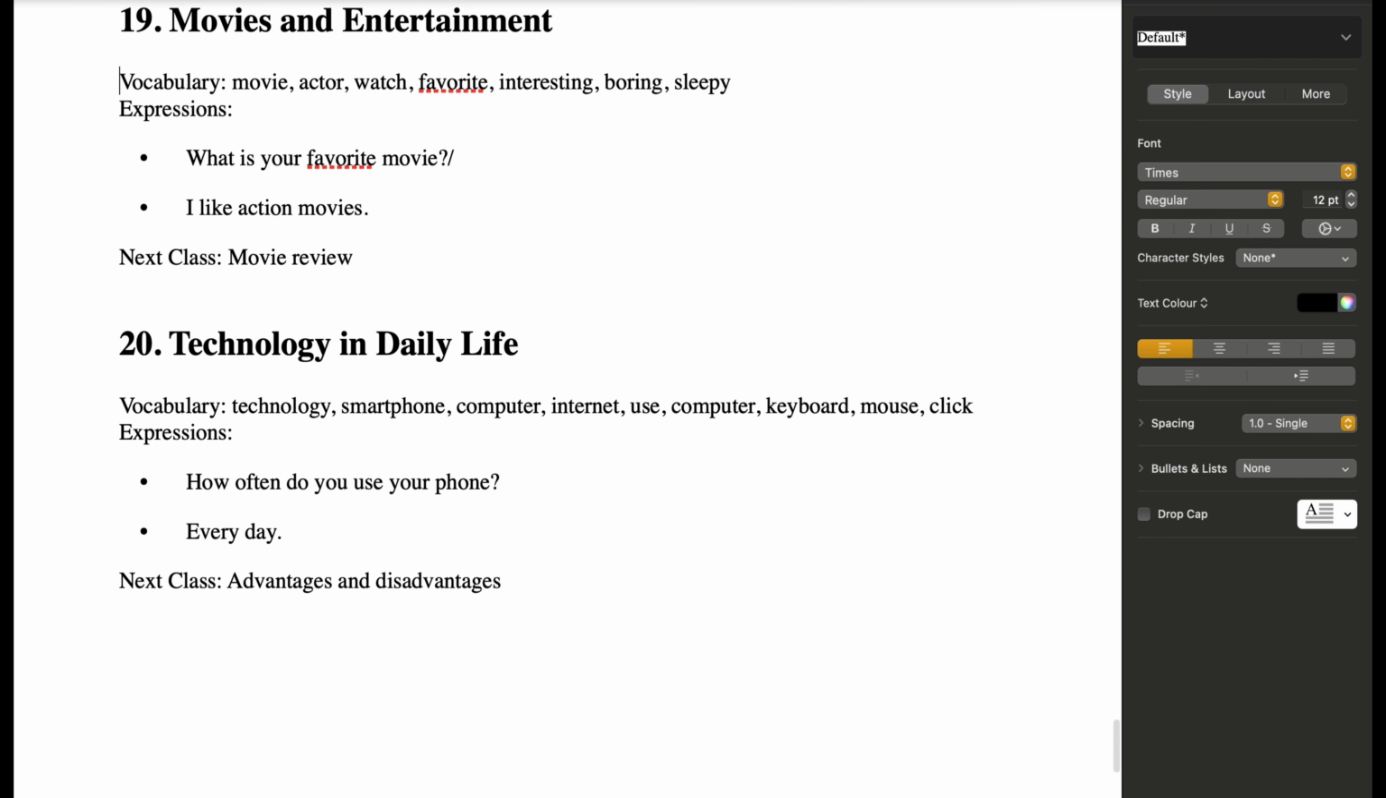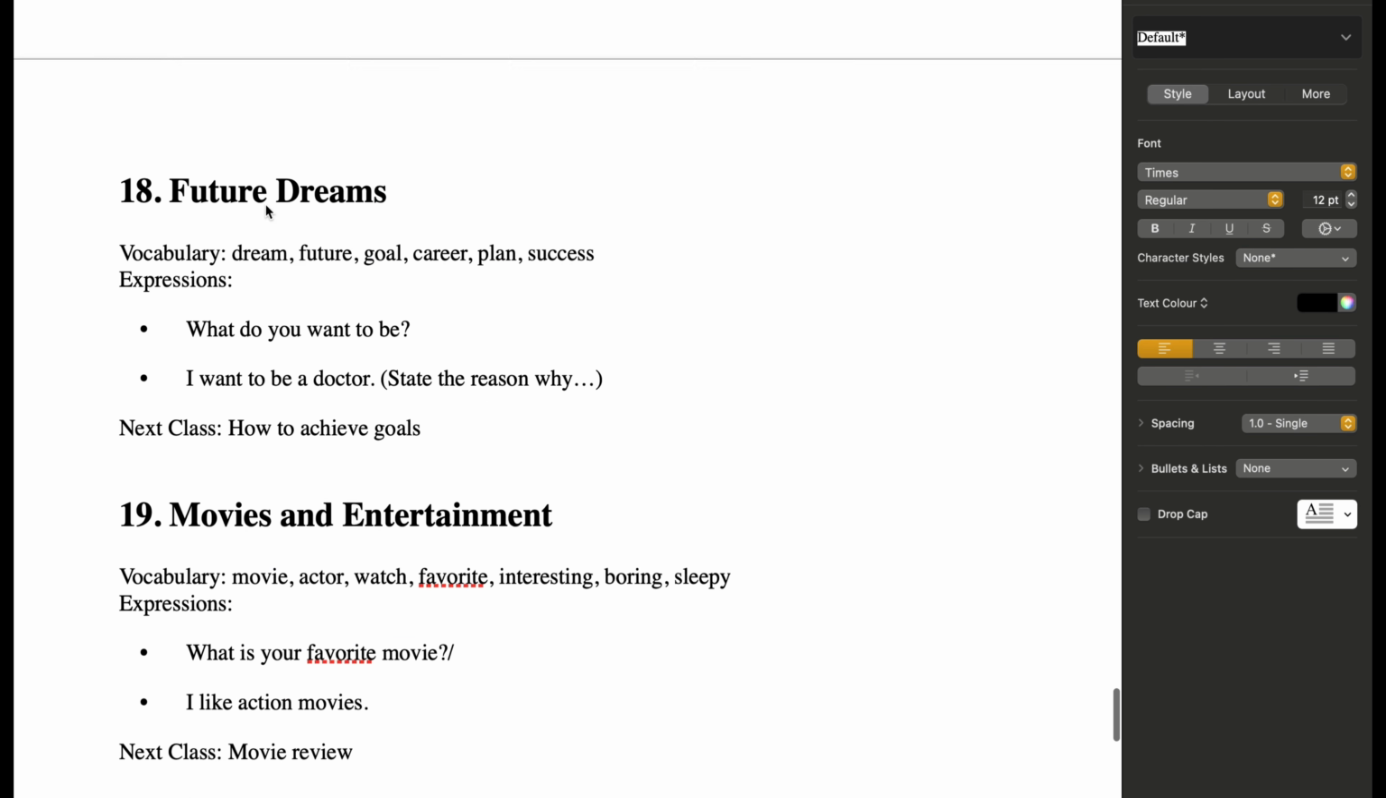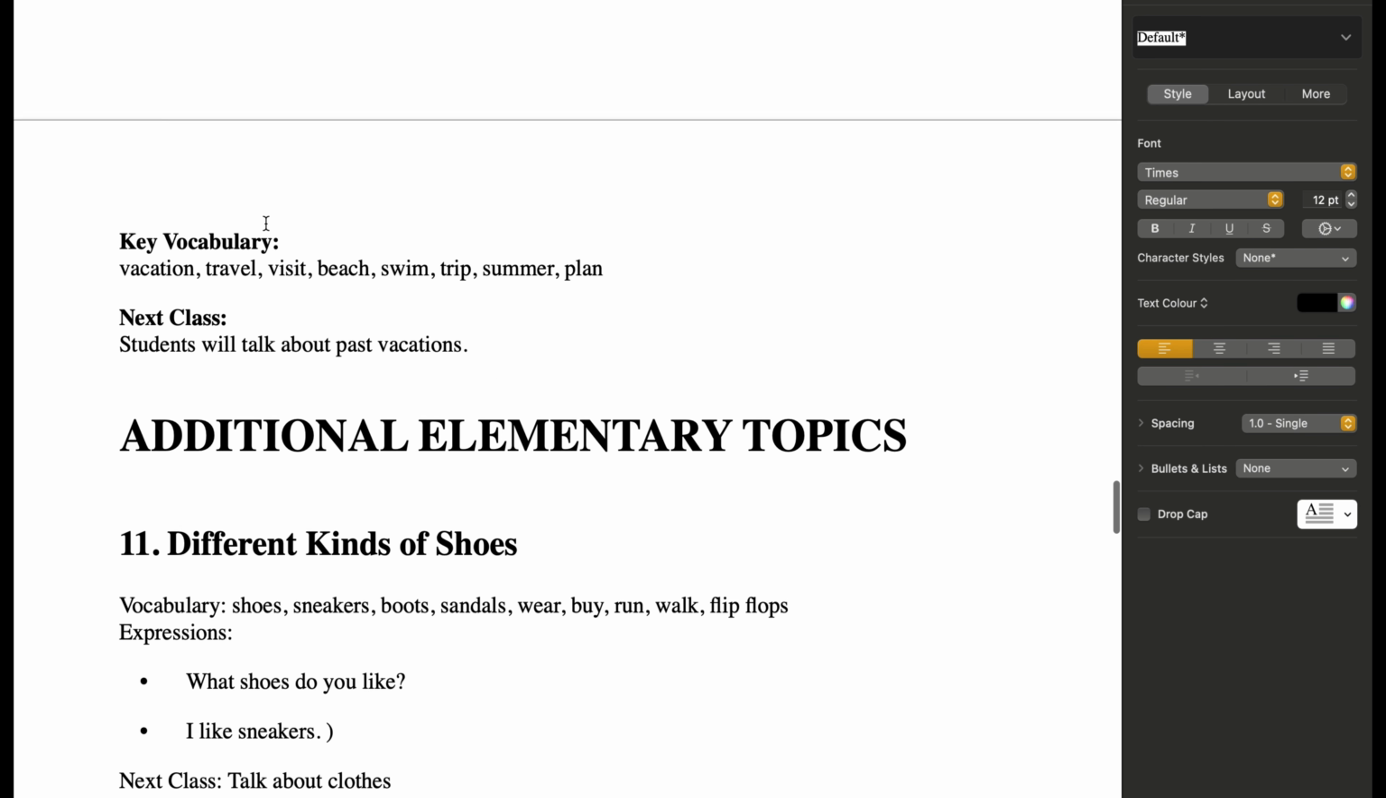Technology in daily life. So here we would ask the kids version, how often do you use your phone? It says every day. How often do you use your computer? Technology, maybe we're going to label or talk about a computer, keyboard, mouse, click, and then advantages and disadvantages. So those are the topics, guys.